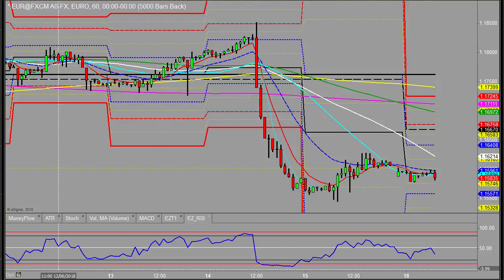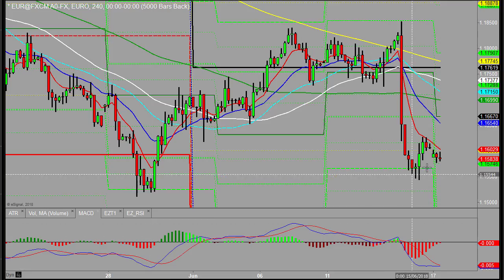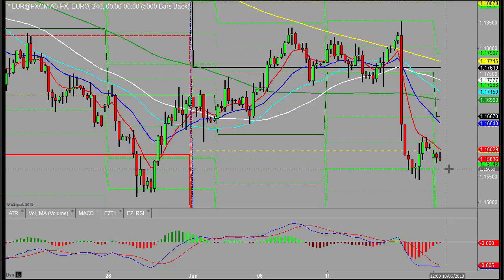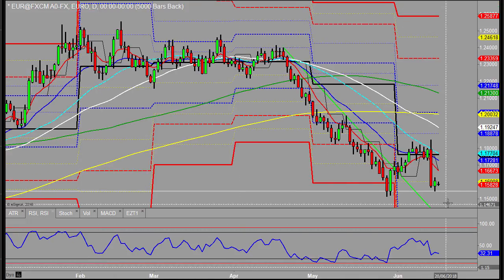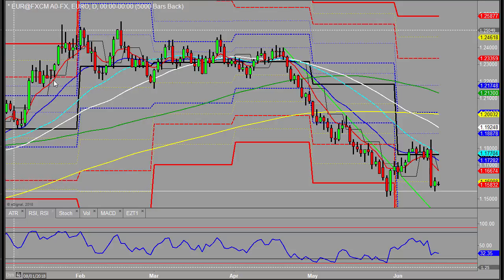Technically, as I said, it still looks weak. However you look at it, it looks weak from here. It's just whether or not it pushes on beyond the bodies of Friday's candles, or whether it continues on the downside there and breaks those lows. Okay, the pound.